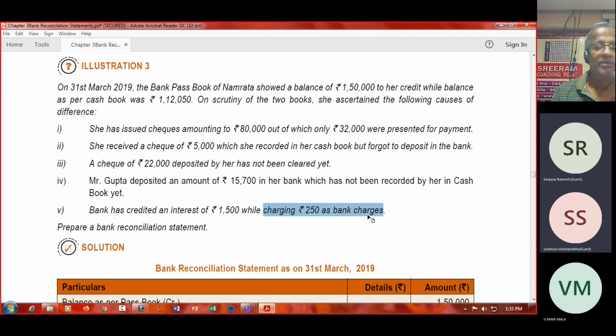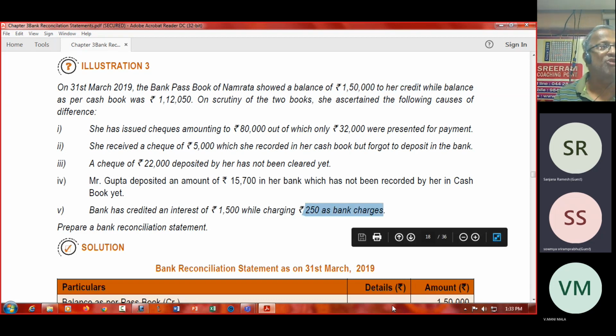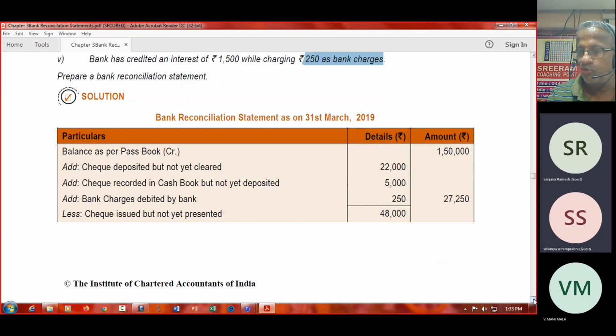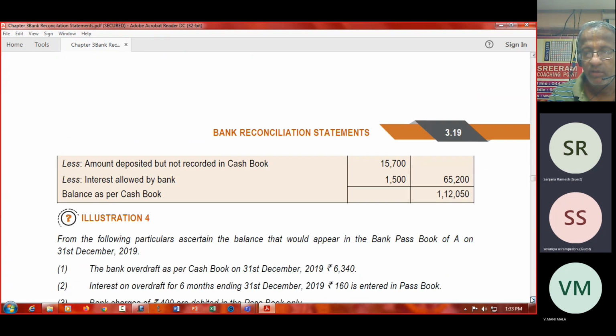So, unrepresented credit of 1500, what should we do? Add or deduct, when your starting balance is credit balance? Deduct. 250, unrepresented debit. What should you do? Add. That's all. Matter over. So, when you do this with care, you will get the answer right.